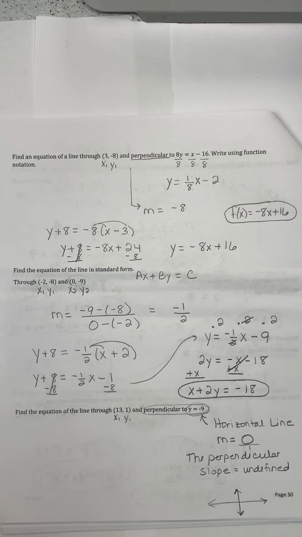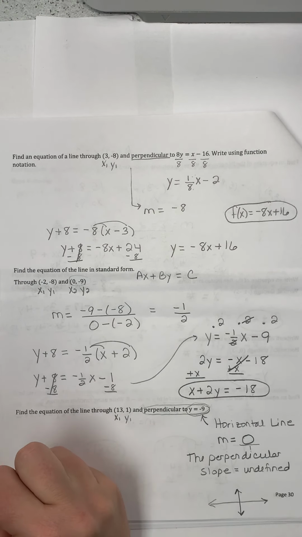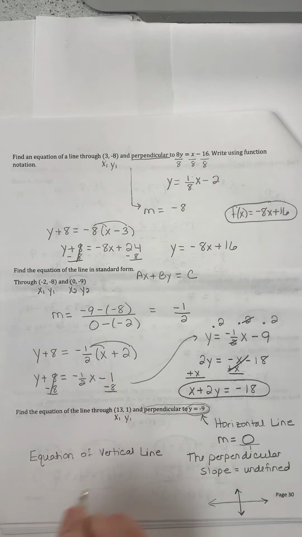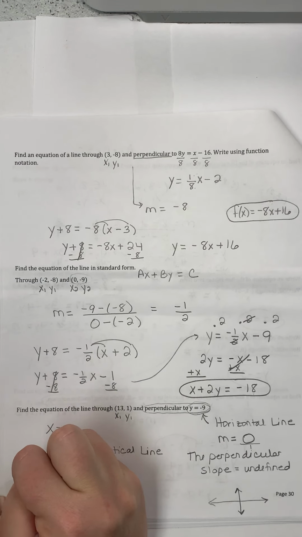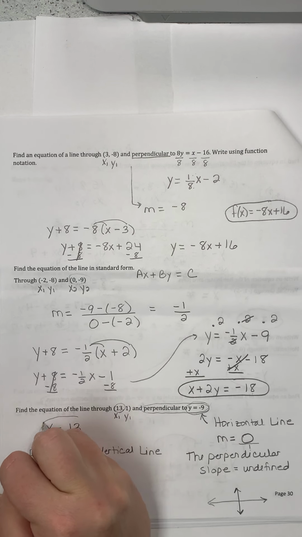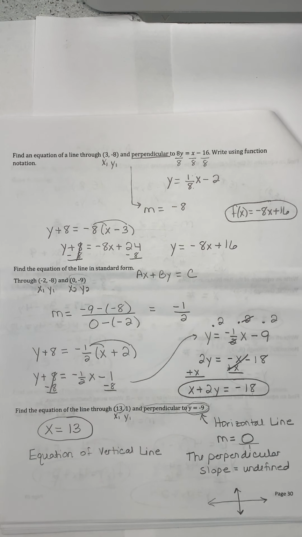So what I'm actually looking for is the equation of a vertical line. That's what I'm looking for. And a vertical line equation is x equals a number. And the only x number I see is 13. So that was pretty tricky.